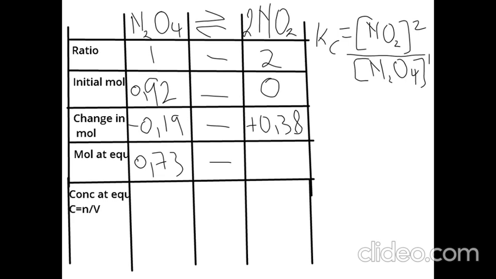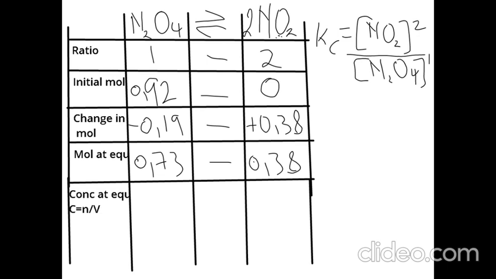So now let's continue with the moles at equilibrium for nitrogen dioxide, which is this compound over here. So we know that initially we've got 0 moles, and of course the change in moles being plus 0.38, we're going to add the change in moles to the initial moles, which will give us 0.38.